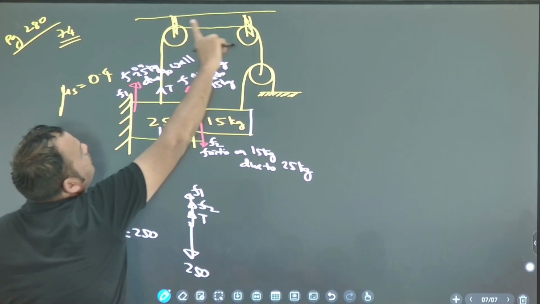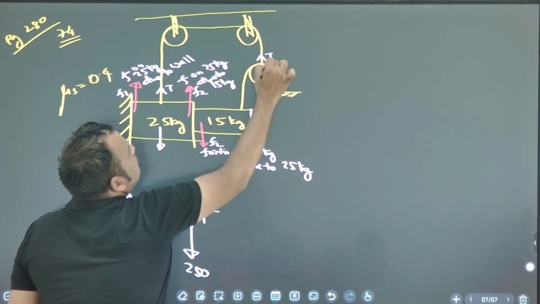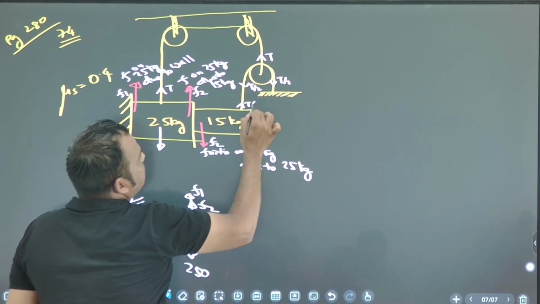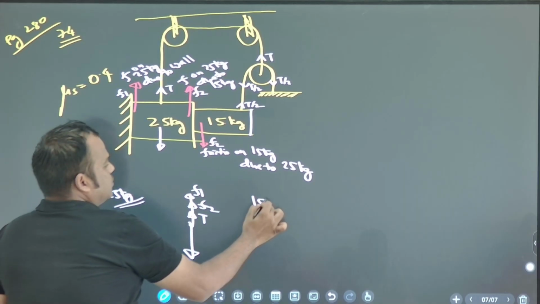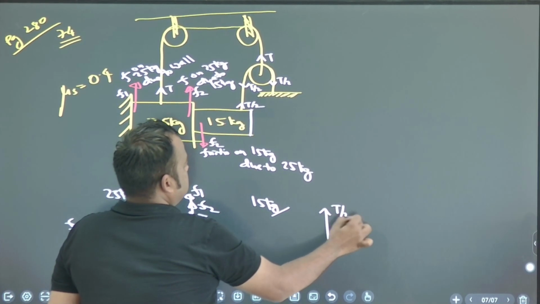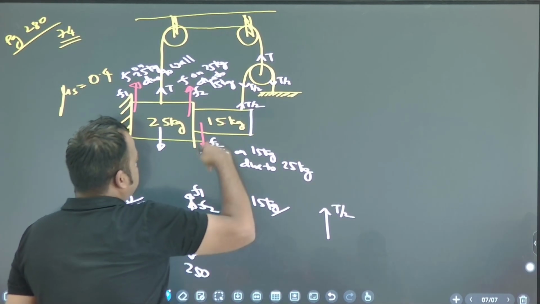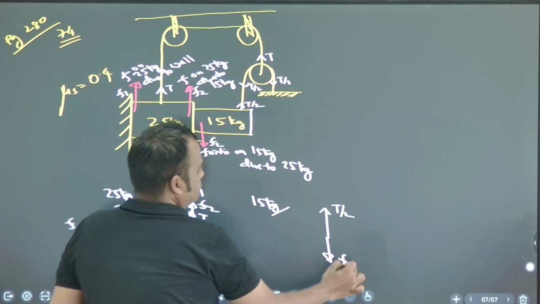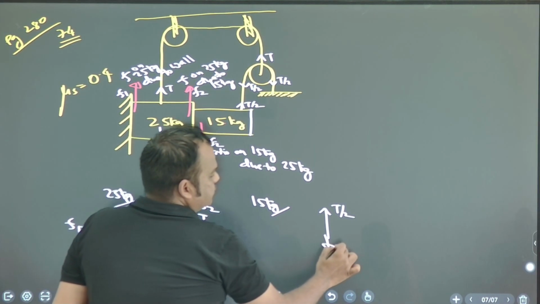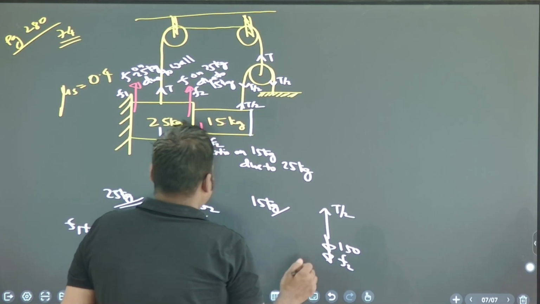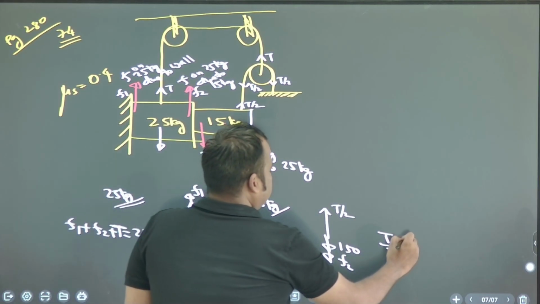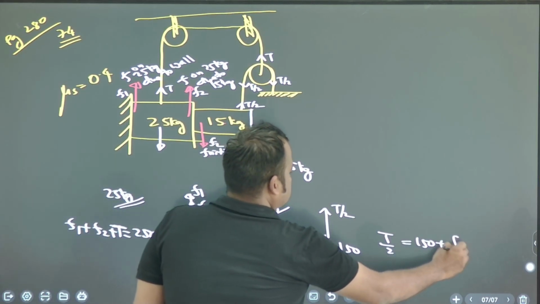Now here T, so here T by 2, T by 2. So here T by 2. Now for 15 kg, this is T by 2, F2, 150, correct. 150. So balance it. So T by 2 is equal to 150 plus F2.